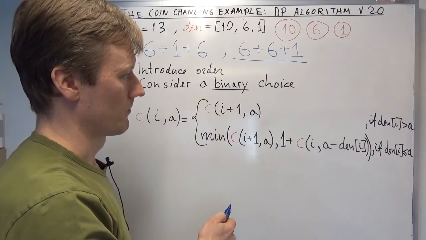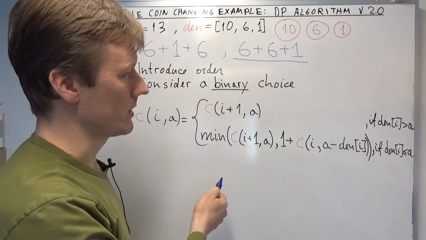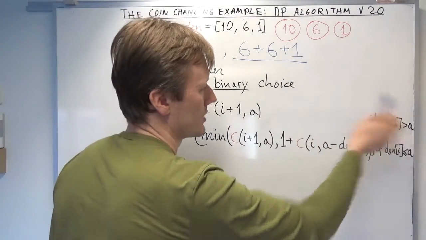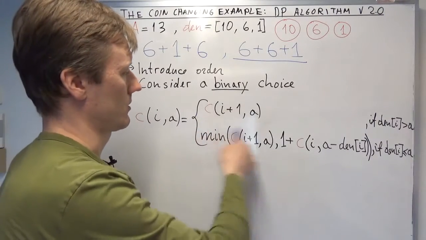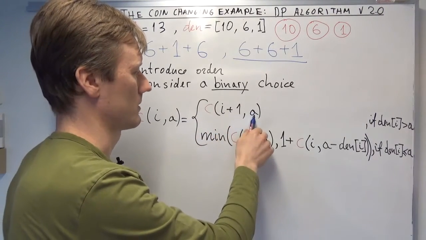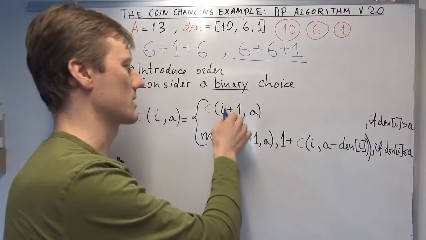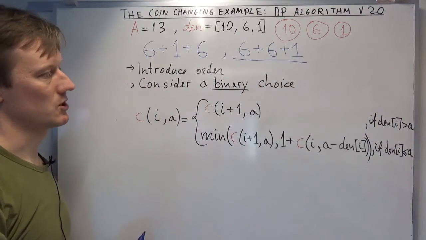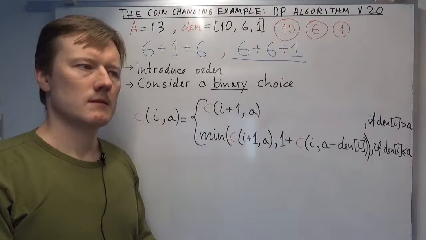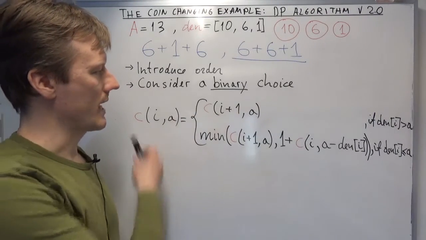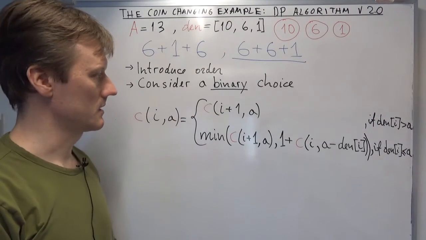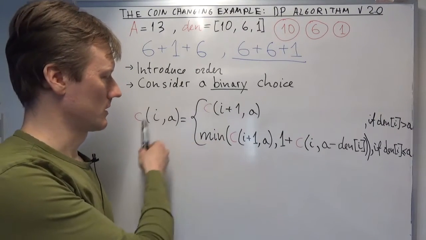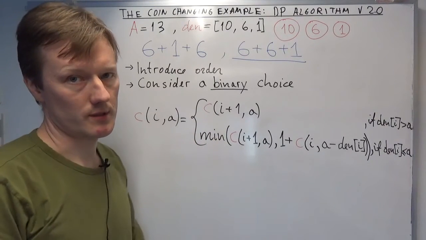And of course, there is a trivial situation when we do not have a choice, when our denomination is larger than the amount we need to change. Then we cannot use that coin, and we solve a subproblem of having the same amount and moving one position ahead in the denomination array. So here we do not have the base cases of this recurrence. Try to think what are the base cases where we do not have to use the recursion.